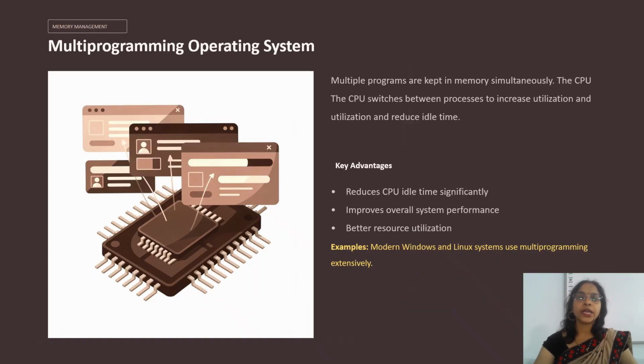Now, the third type of operating system is the multi-programming operating system. Multi-programming means keeping multiple programs in memory simultaneously. When one program waits for input output, the CPU switches to the other program. This increases the CPU efficiency. Examples of this type of operating system are Microsoft Windows and Linux.